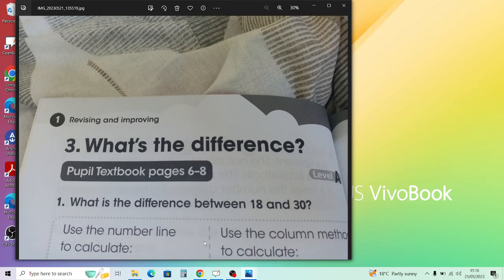And then level B, question 1, there are 38 goats and some sheep in a field. There are 19 fewer goats than sheep. How many sheep are there? So which one's going to be more, sheep or goats? 19 fewer goats than sheep, so sheep are going to be more. So if it's going to be more, it's going to be 38 plus 19. And how many are there altogether? And you add the numbers together.